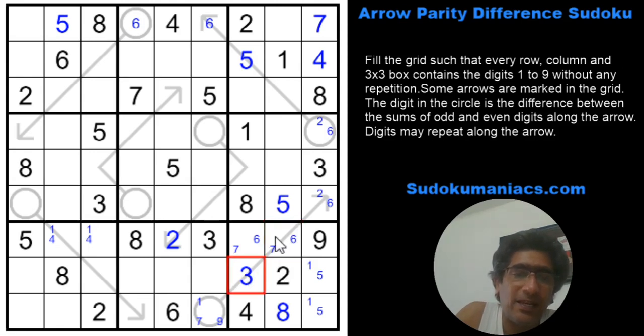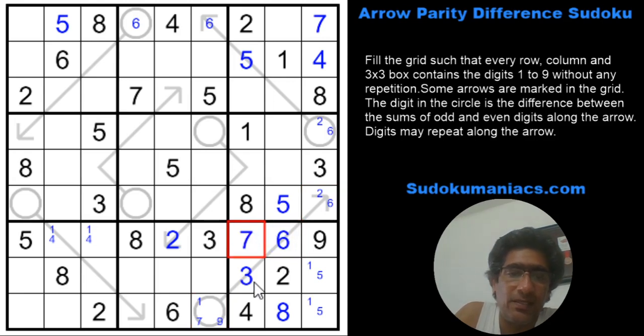Which basically means I can have only one odd number and two even numbers along the arrow. Because if I had two odd numbers, their sum would be even, the third digit would be even, and the difference would always be an even digit, right? So we can safely eliminate the 7 from there.